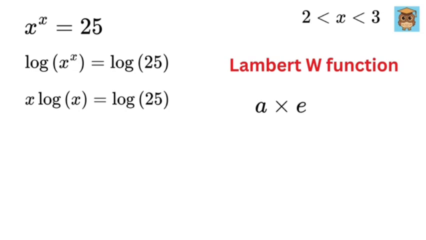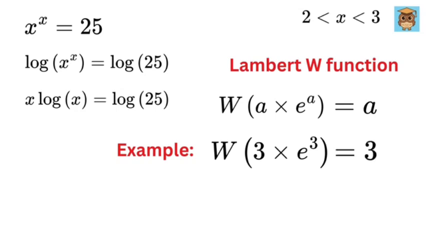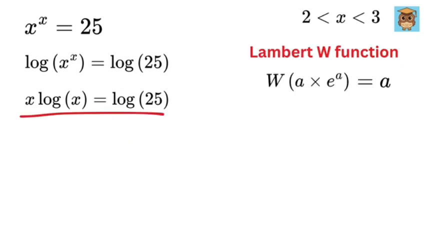Suppose we have an expression like a times e to the power of a. When we apply the Lambert W function to this expression, we get the result as a. This is the beauty of the Lambert W function. Suppose, for example, we have the expression 3 times e to the power of 3. You can see that this is of the form a times e to the power of a, and the value of a here is 3. So now, if we apply the Lambert W function on this expression, we get the result as 3. So this is about the Lambert W function, and now we will use it in this expression.